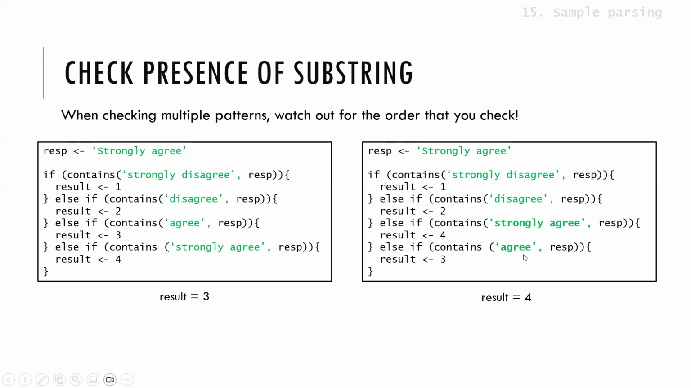If you put this third line, contains agree, right at the start, you realize that it matches everything, right? So everything is going to give you agree, even if they say disagree. Okay, so these are just some issues that you have to keep in mind when you do string processing.